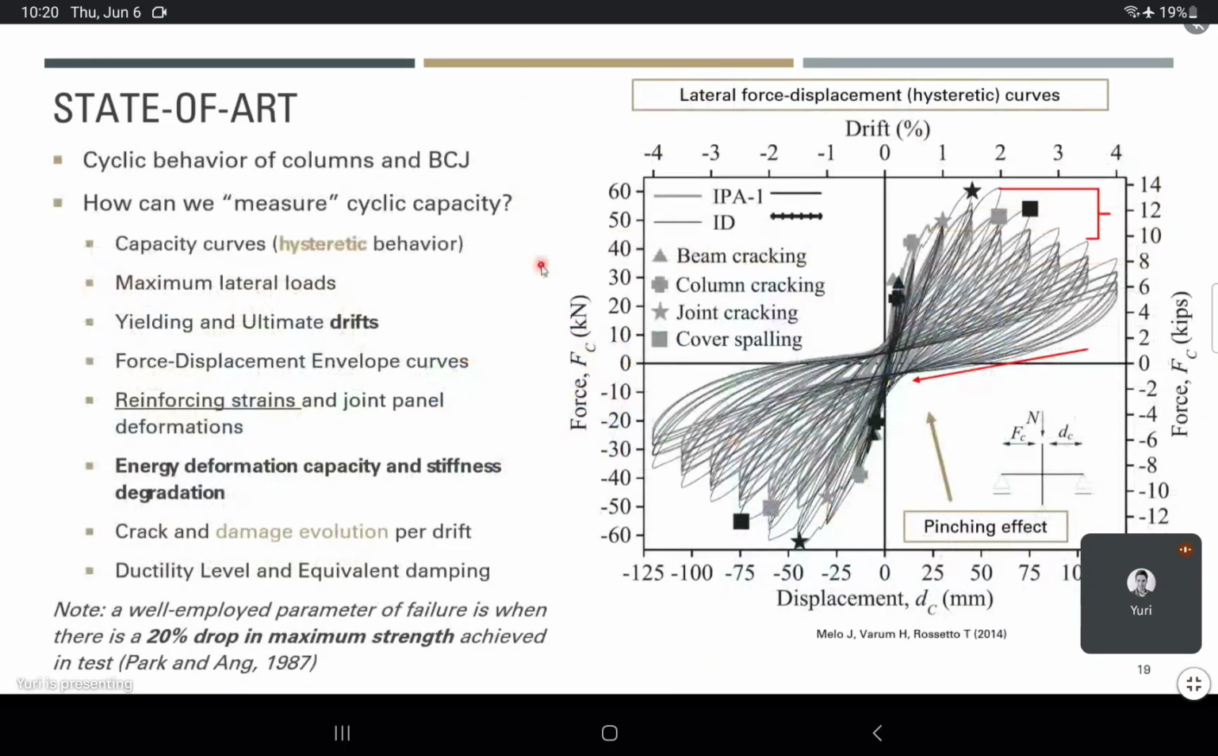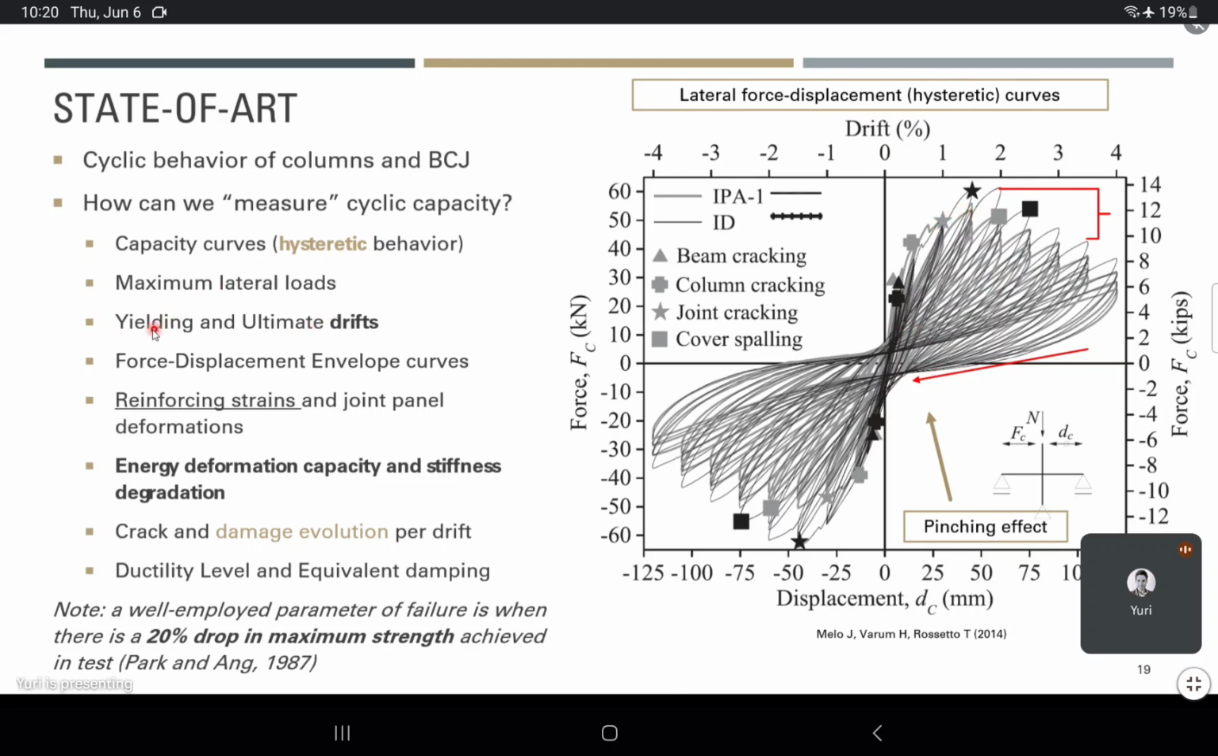Once we run these tests, how can we measure cyclic capacity? Well, we usually come up with what we call capacity curves. So we can check hysteretic behavior. Here we have displacement versus force, and we measure the displacement in terms of percentage, what we call drift. We can do cycling, and then increase the cycling and see all the way until failure is reached. Then we can see a pattern, we can see a pinching effect, we can measure maximum strengths, we can measure joint cracks, and so on.